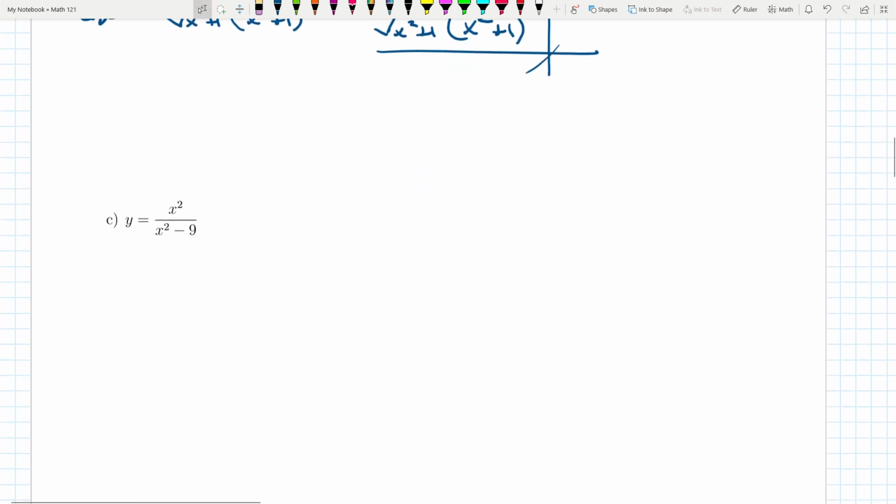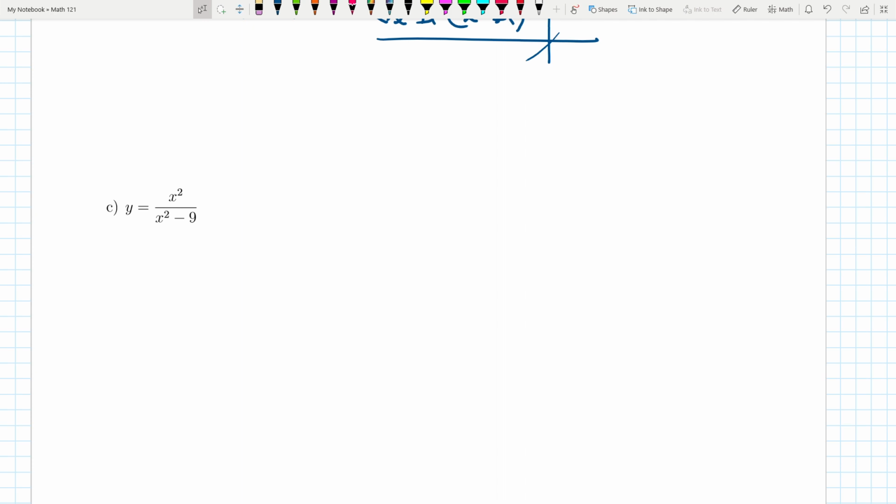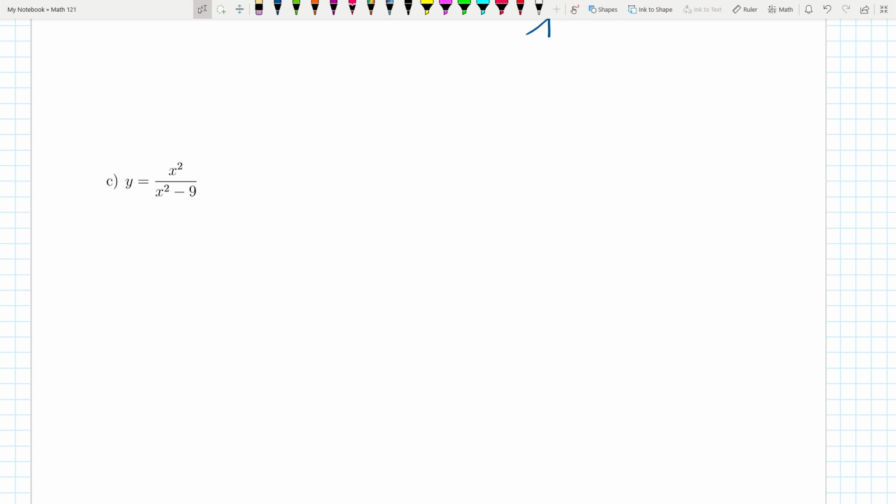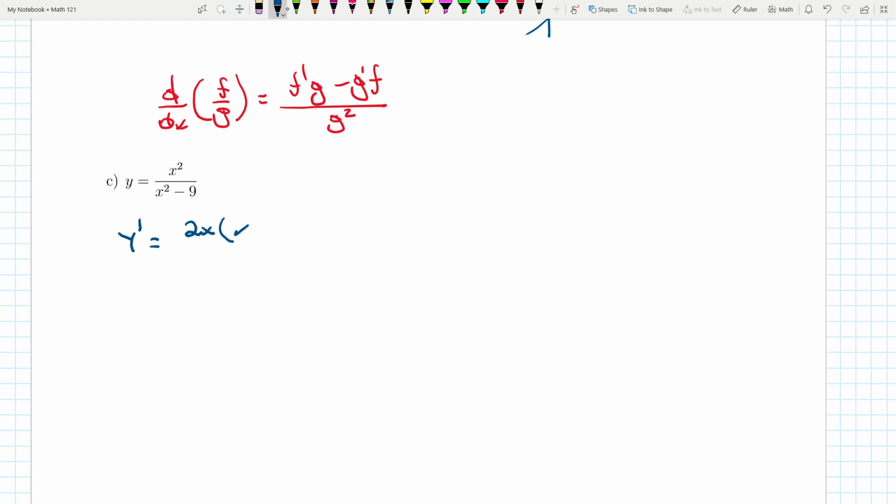All right, so for the next example, we have another function which is defined by a quotient. Again, we're going to use the same rule. The derivative with respect to x of a quotient f over g is f prime g minus g prime f, the whole thing divided by the denominator squared. So in this case, let's differentiate using the y prime notation. That's the derivative of the numerator, which is 2x, times the denominator, minus the derivative of the denominator, which is 2x again, times the numerator, the whole thing being divided by x squared minus 9, quantity squared.